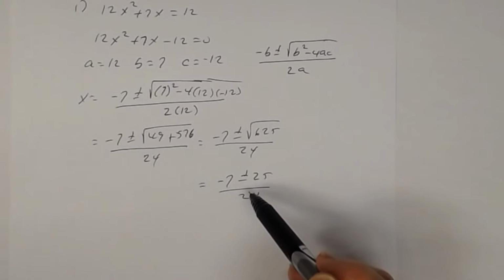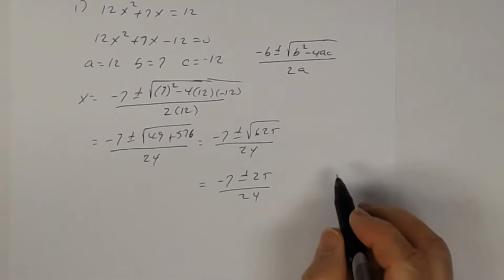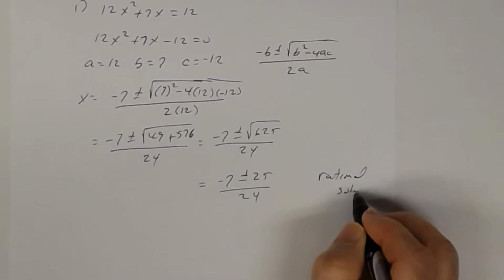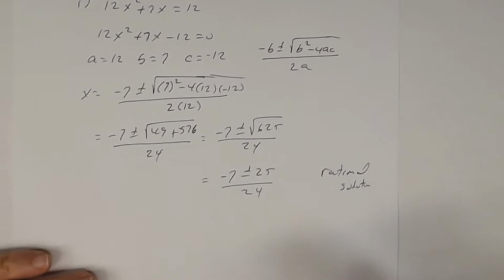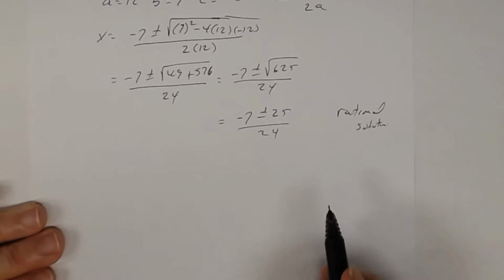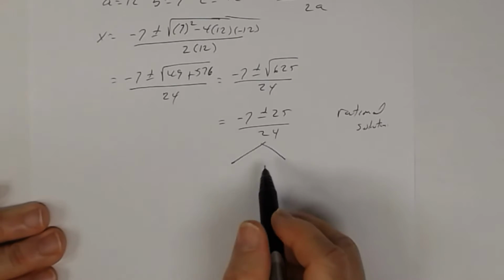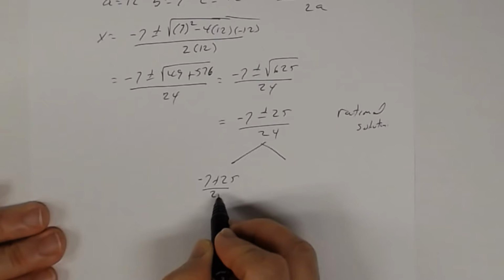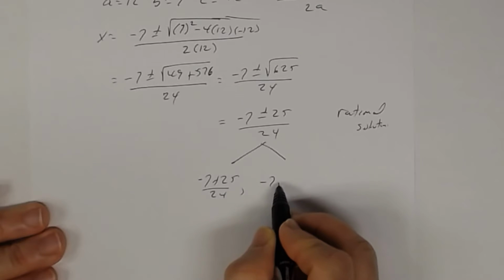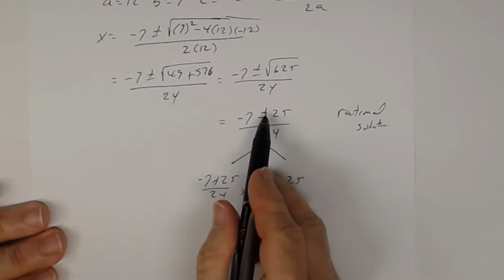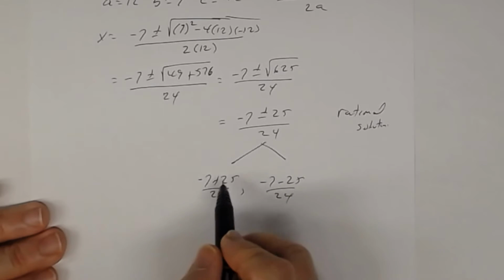notice the solutions here. Since there's no square roots, the solutions here are going to be rational solutions. Since those are rational solutions, you want to write them differently than if they were irrational or complex. So you're going to break this apart. You're going to say negative 7 plus 25 divided by 24, comma, negative 7 minus 25 divided by 24.